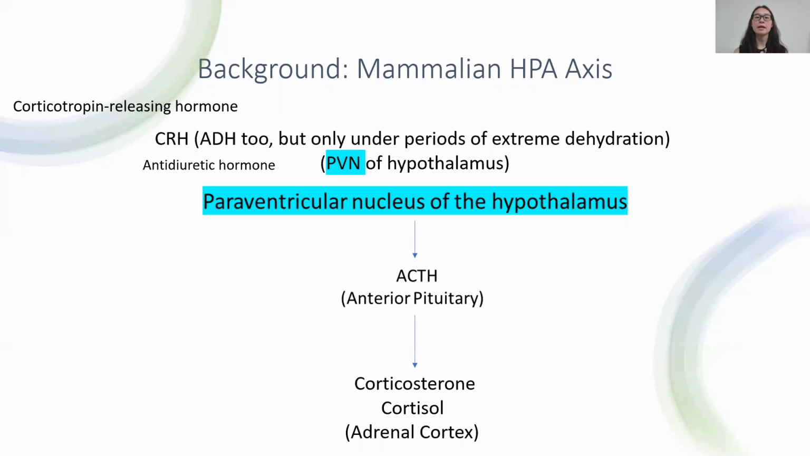So this is the mammalian HPA axis. CRH is located in the paraventricular nucleus of the hypothalamus. When we are stressed, the hypothalamus releases the CRH, which then signals the anterior pituitary to secrete ACTH, which then travels down to the adrenal glands, where it stimulates the release of corticosterone and/or cortisol.